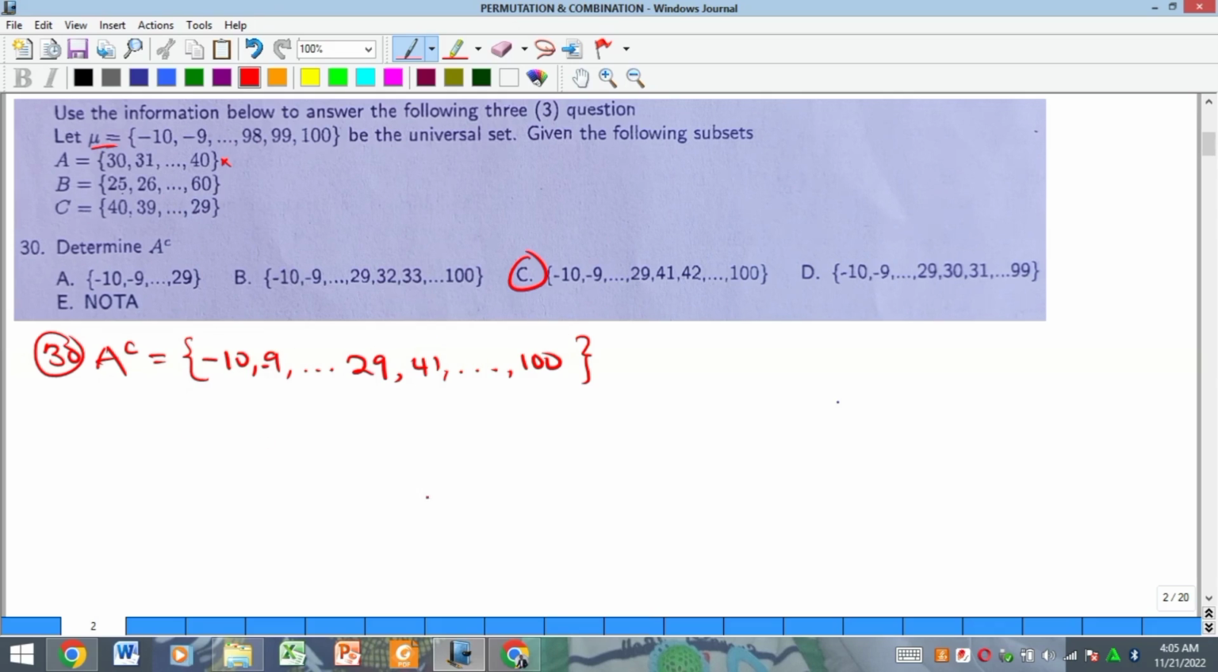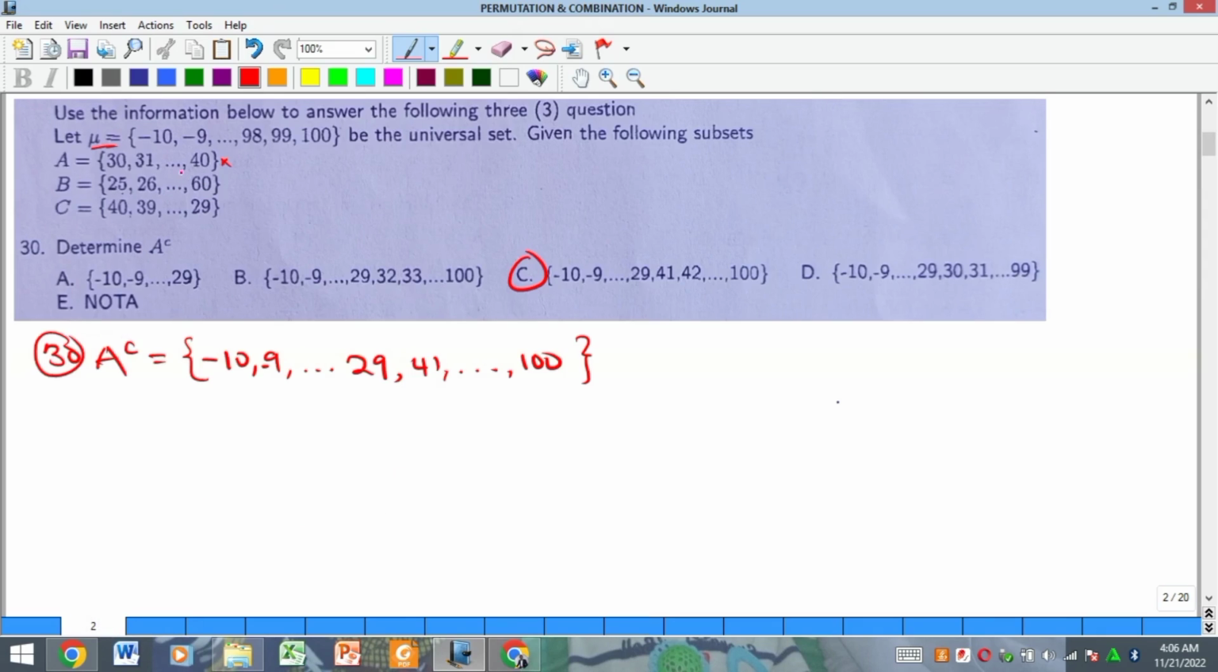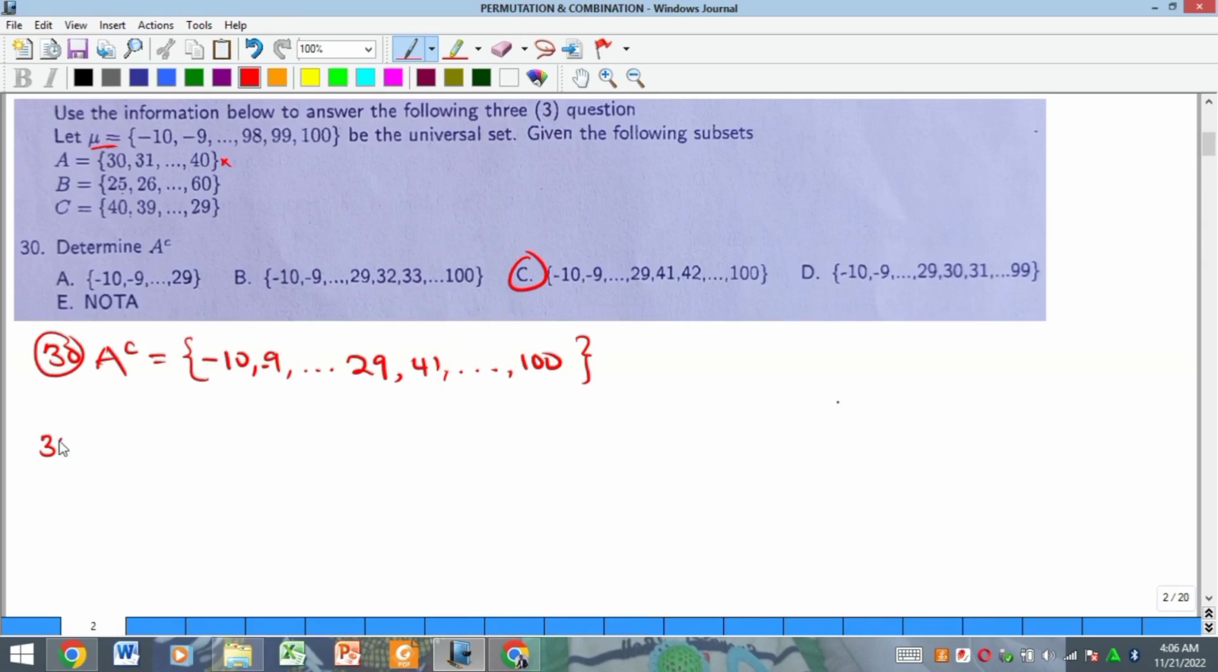And then we'll quickly go to the next one, which is 31. 31 says B intersection C intersection A. So we'll keep referring back to this place. What is our B? This is B. They said intersection C intersection A. Okay, so 31 is B intersection C intersection A, meaning elements here, here, and here. Elements in these three.